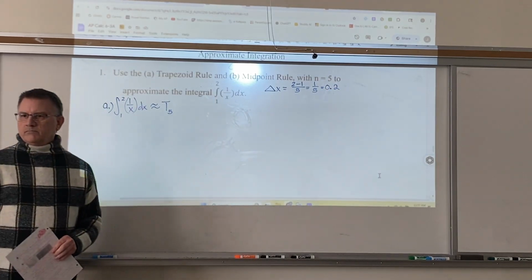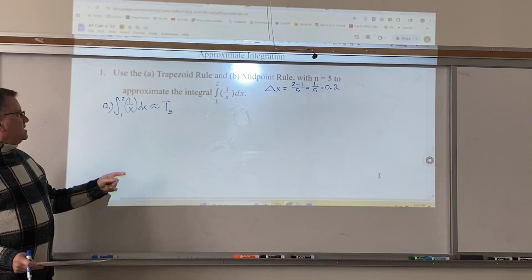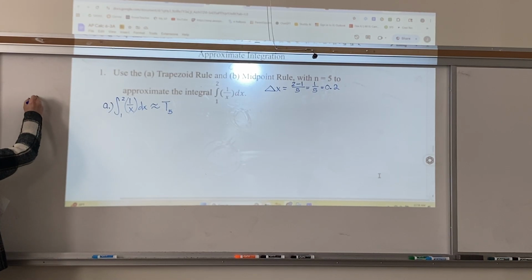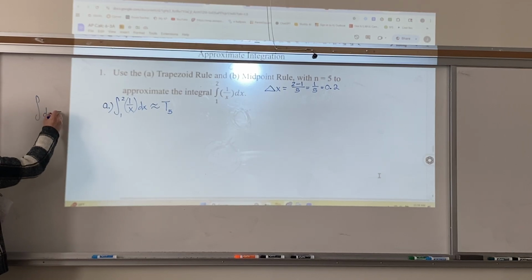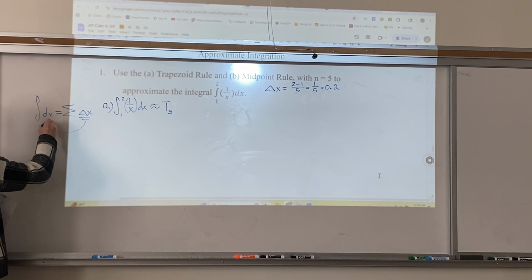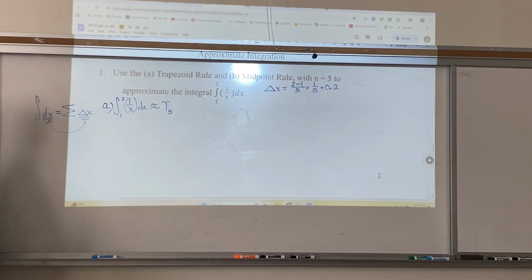Hey, Mr., what does dx stand for again? The dx in the integral takes the place of the change of x. If we're adding them all up, we want the change of x, which is going to be 0.2. We'll get to dx later, but since we're approximating right now, we use the change of x, which is 1/5 or 0.2.